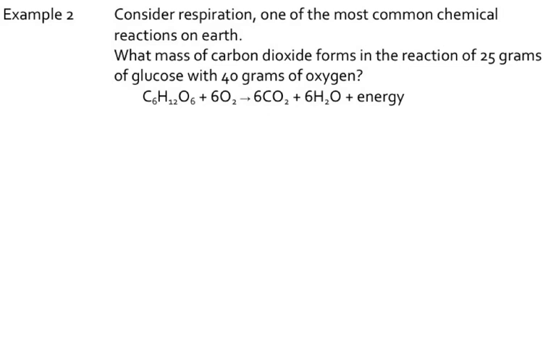What we know is we have 25 grams of glucose and 40 grams of oxygen, and the question is a little bit different this time. We want to know what mass of carbon dioxide forms. So it complicates the question a little bit, but we still know that we have some sugar and some oxygen, one of which will get all used up, one of which won't. We need to figure out which one does.